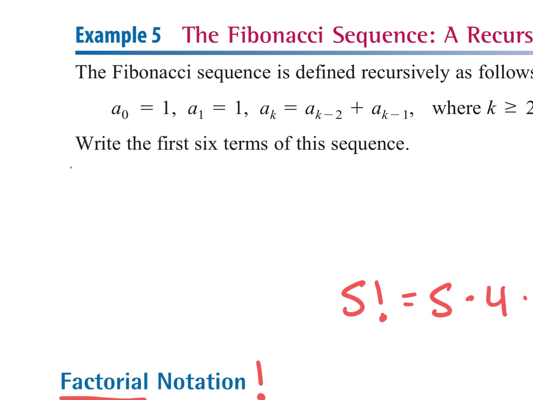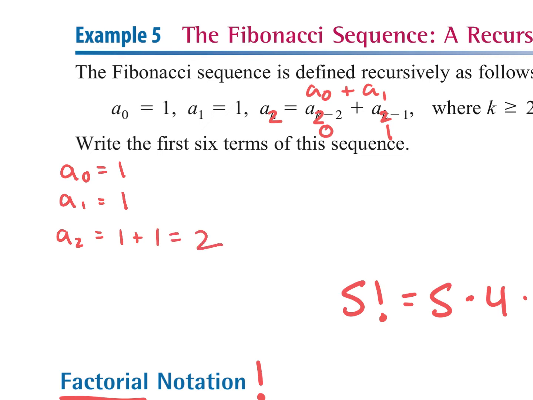So a sub 0 is 1. What's a sub 1? 1. So next I'm going to find a sub 2. So I plug in 2 into all of my k's. So a sub 2 is going to be equal to a sub 2 minus 2, which is actually 0, plus a sub 2 minus 1, which is actually a sub 1. So I'm adding the first 2 terms before. This is a sub 0 plus a sub 1. So what's a sub 0 plus a sub 1? 1 plus 1, which is 2.